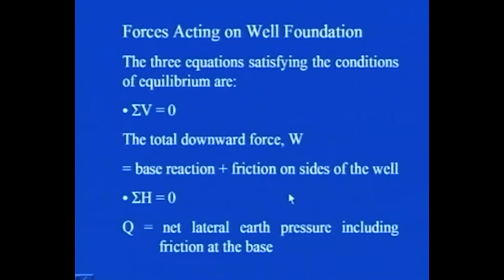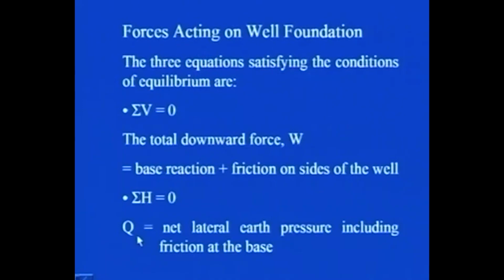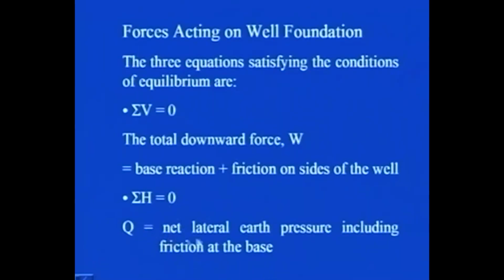Then the second equation is that the summation of all horizontal forces is equal to 0. So, summation H is equal to 0. You can see in this figure the horizontal force Q and then the lateral earth pressure on this side as well as this side. So, this results in Q equal to net lateral earth pressure including friction at the base. Here, if some friction is developed, that will also be acting in the horizontal direction, so that has to be taken into account while you consider summation H equal to 0.